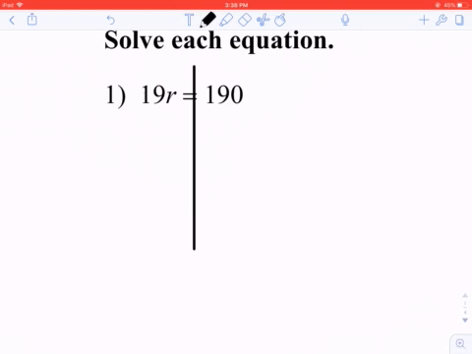We're working with either side of the equation. 19 is multiplying with r, so to get rid of it, we do the inverse operation. We're going to divide 19 to both sides, which will get 1r is equal to 190 divided by 19, which is 10.